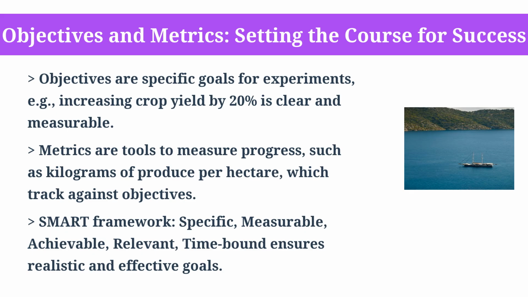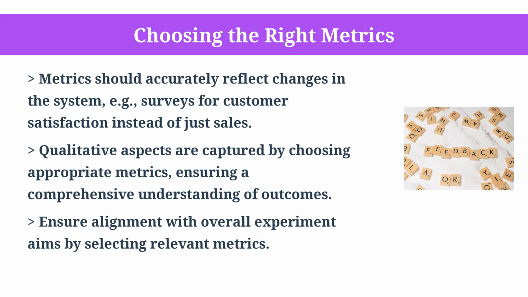When setting your objectives and metrics, remember a few key points. Firstly, they need to be specific, not vague. Secondly, measurable, you should be able to quantify them. Thirdly, achievable, don't set yourself up for failure by making impossible goals. Fourthly, relevant, make sure they align with your overall experiment aims. Lastly, time-bound, give yourself a timeline to reach these goals. By following this SMART framework, you'll create clear and realistic objectives that guide the direction of your experiment. Remember, if an objective isn't measurable or achievable, it might need adjustment.